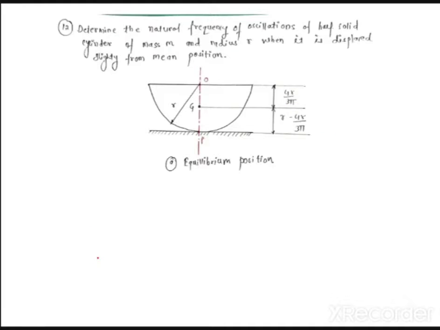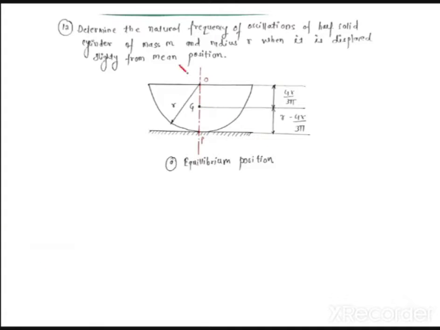Now let us say you are giving a small angular displacement to this cylinder. Small angular displacement means what? Let us say you are giving a small angular displacement theta. Let me say it is displaced to this position like this. What is the displacement? This will be theta. Now this point P will move towards point P dash, and G will move to G dash.